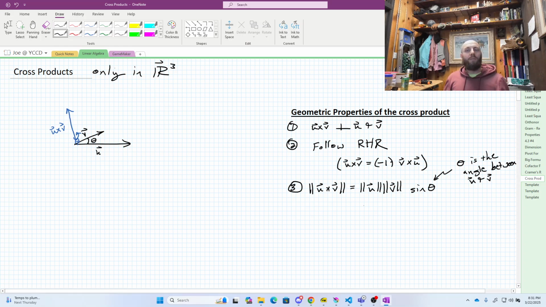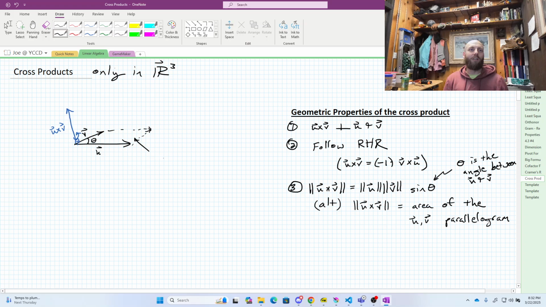Should be noted that an alternative way of saying this one is that the magnitude of u cross v is equal to the area of the parallelogram. So I'm just going to call that the uv parallelogram. And in my picture here, that parallelogram is, here I've gone out by u from the tip of v, and here I'm going out from the tip of u by v. So this is that parallelogram here. This is the uv parallelogram.